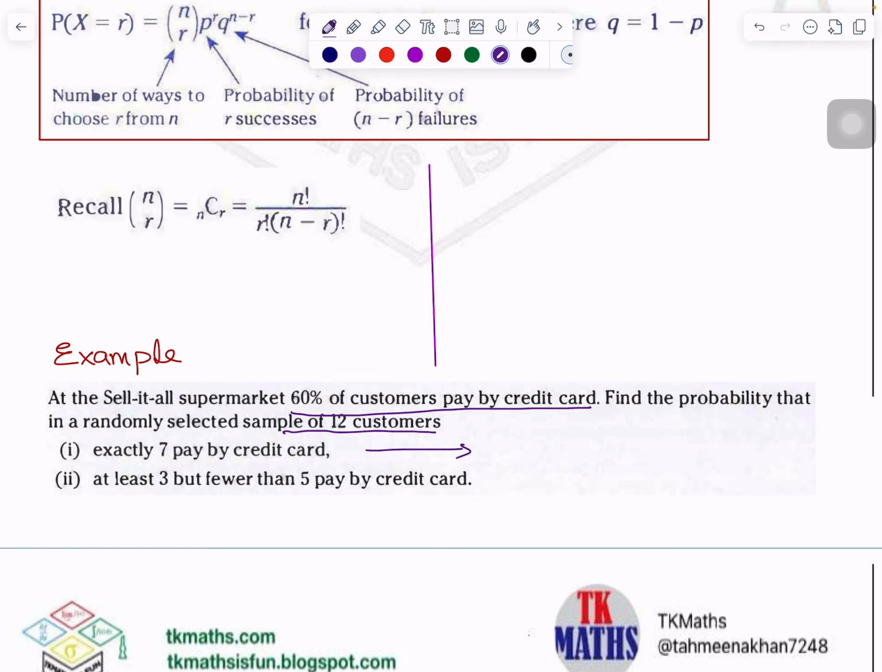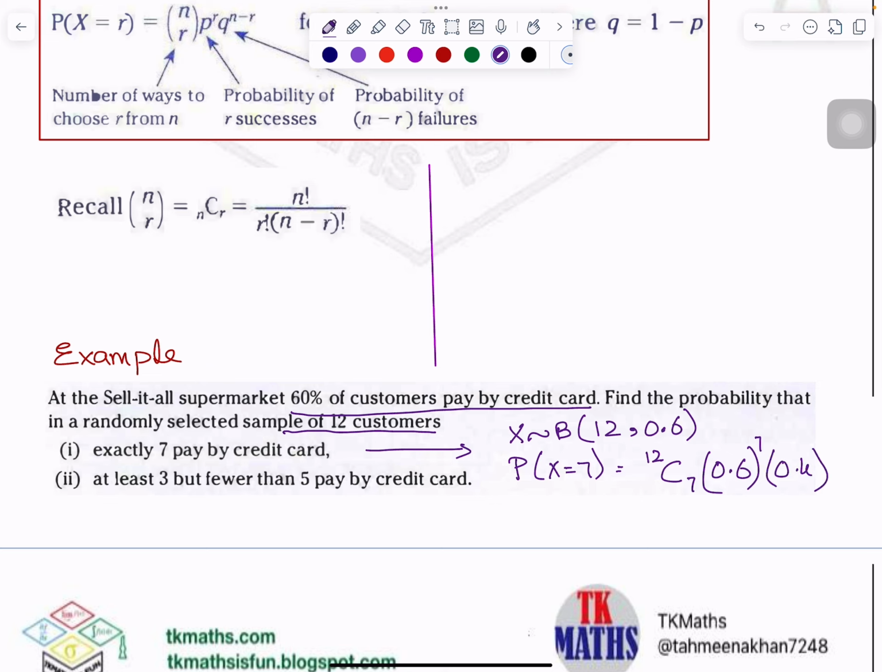So first thing I will write from the first 2 lines is that there are 12 total customers, and the probability that they will pay by credit card is 0.6. And I have to find out that exactly 7 of them have paid by credit card. So according to the formula, it will be 12C7, because total 12, 7 have to pay by card. This is the probability that they pay by card, and 1 minus 0.6 is 0.4. 12 minus 7 is what? 5. And then you can use a calculator and solve it.